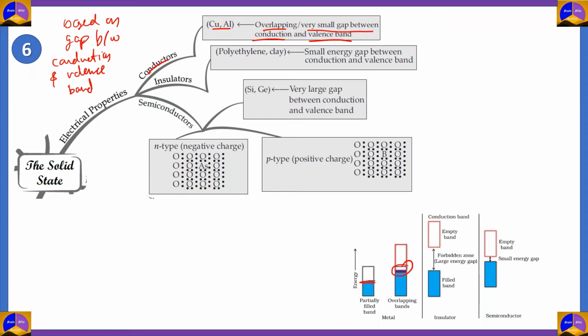When it comes to insulators, insulators have the exact opposite effect. They have a large energy gap between the conduction and valence band.